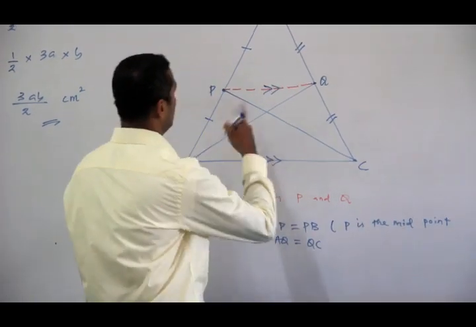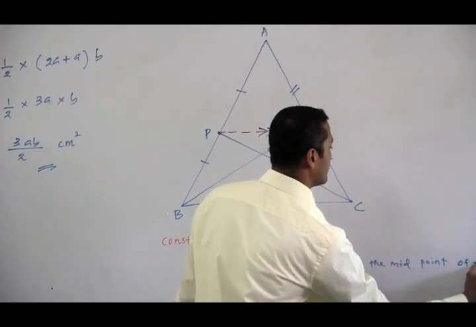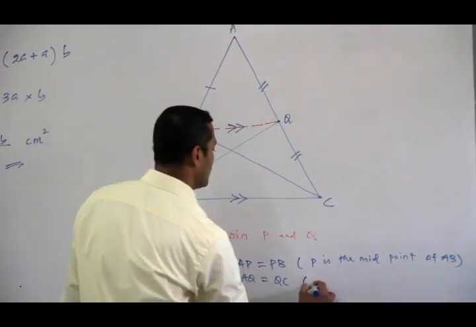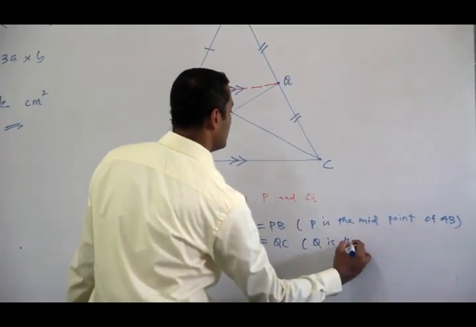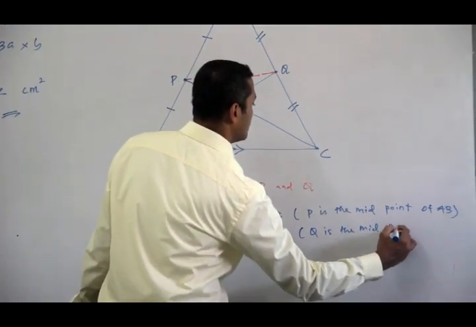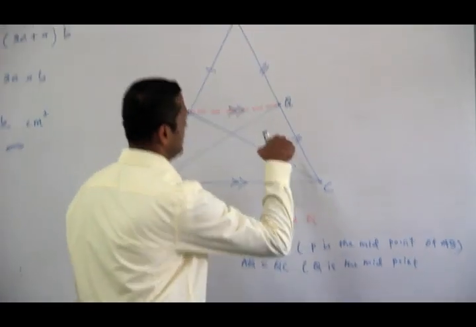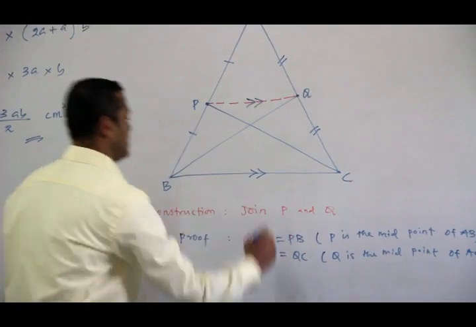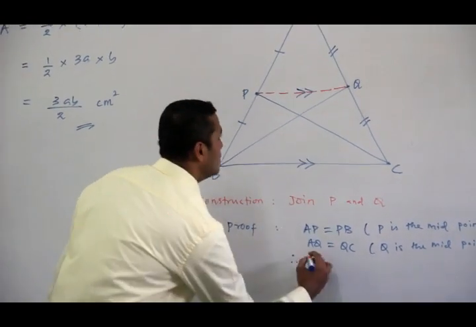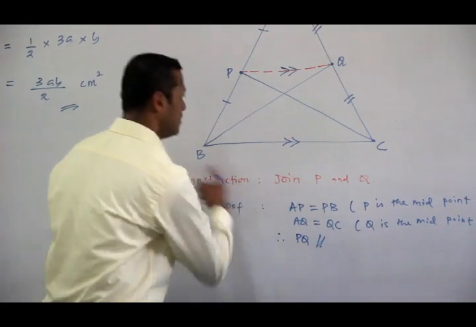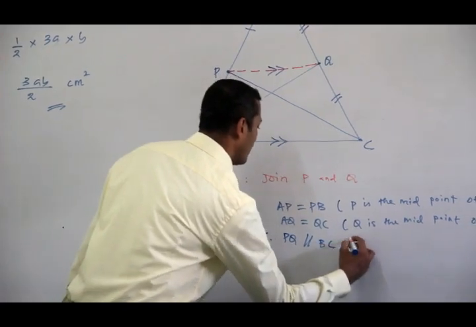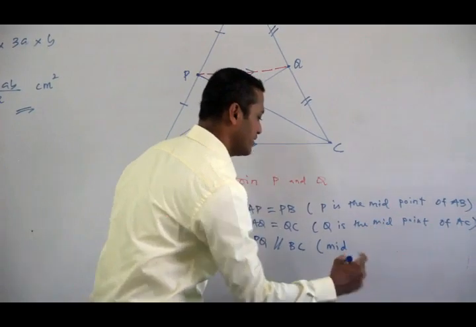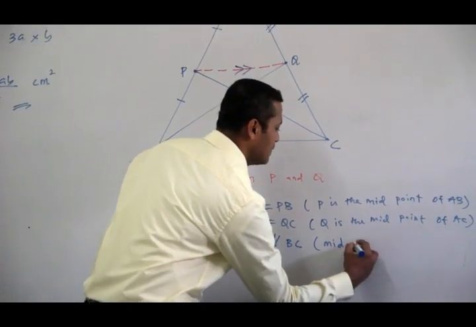of AB. Is that clear? Why this is equal to this? Because Q is the midpoint of AC. Therefore, we can say what? Therefore, PQ is parallel to BC. Why? According to midpoint theorem, right? No need to write the whole theorem, you can just indicate midpoint theorem.